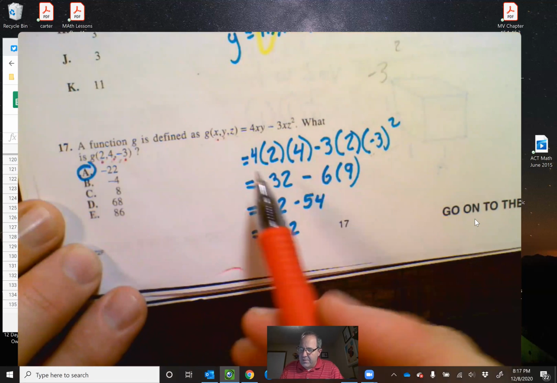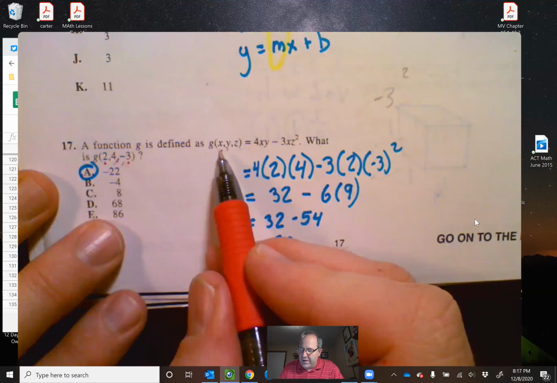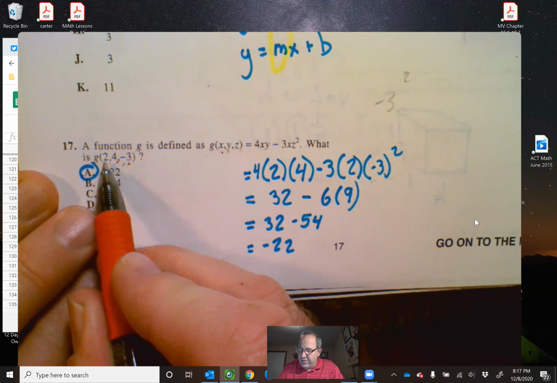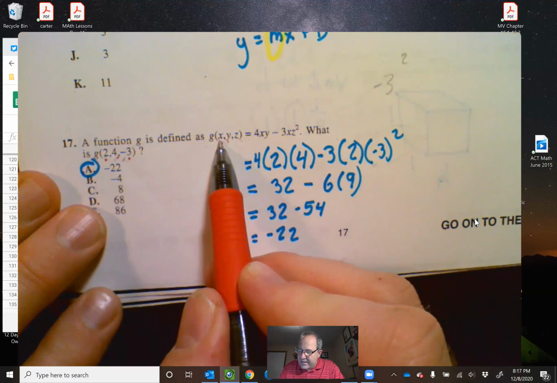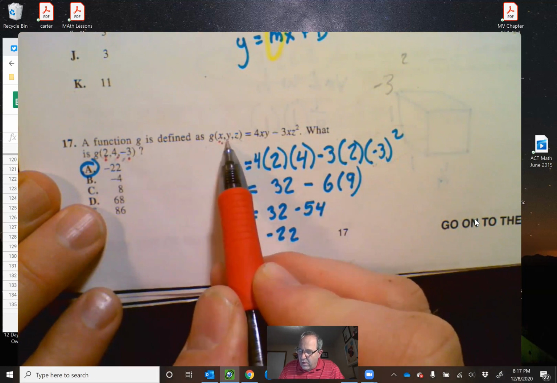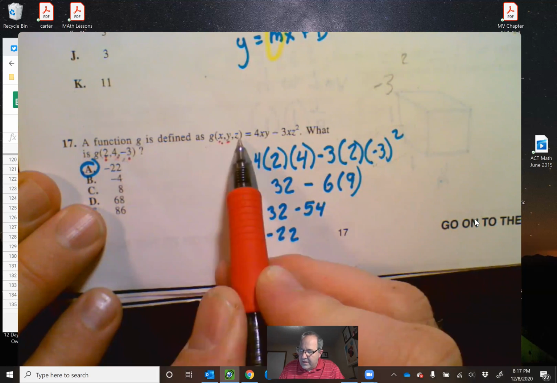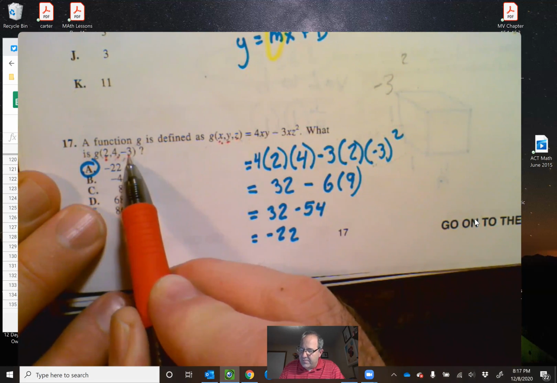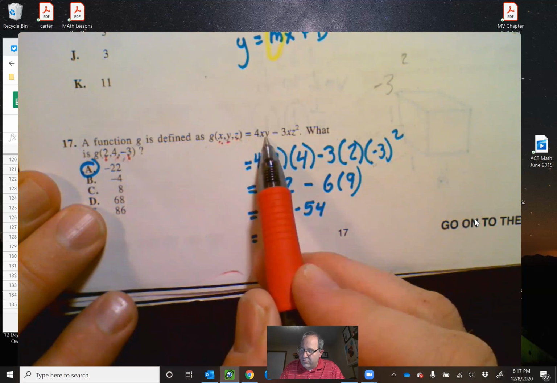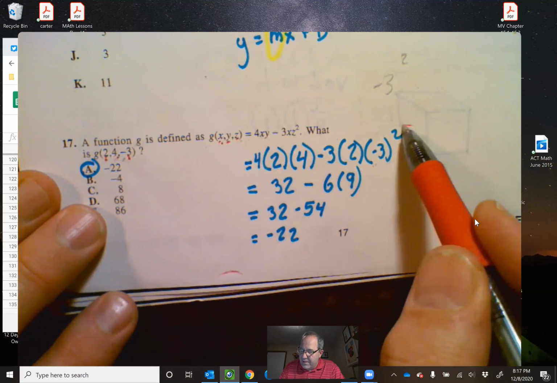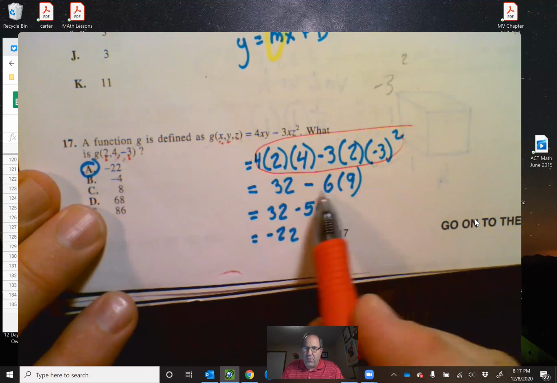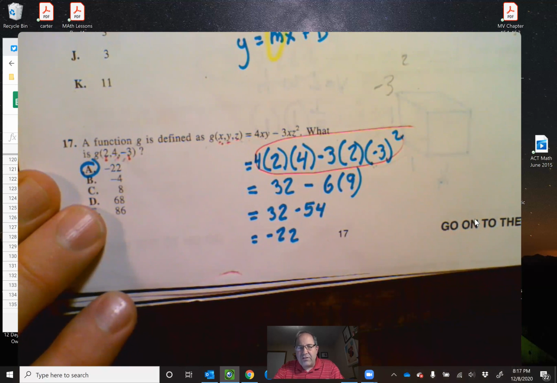17, probably never seen one like this, where you have to evaluate a function in terms of these 3 variables. Well, x is a 2, y is a 4, and z is a -3. So I just put them in for the x, y, and the z's. I have this. Now, I kind of showed all the math as I went, but you do get to use your calculator, right? Why not just type it in your calculator and get it?